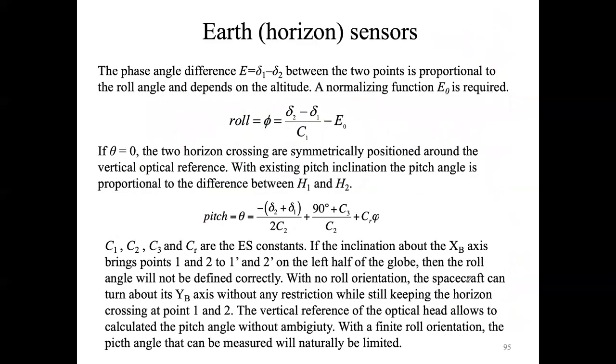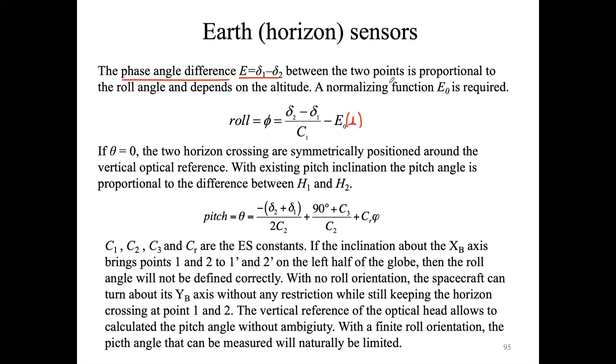Here you can find a brief explanation of what I have said so far. Delta 1 and delta 2 correspond to a phase angle difference, so it is the phase difference in the signal received by the detector. This is proportional to the roll axis, but you have to know the altitude. Otherwise, now we are going to solve this problem.